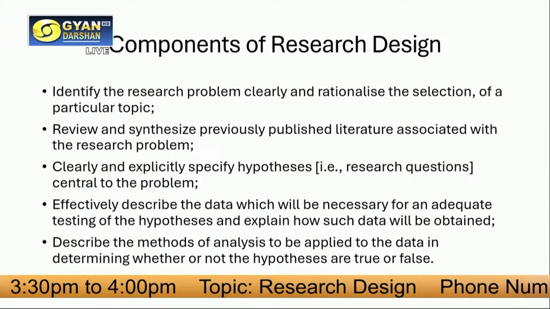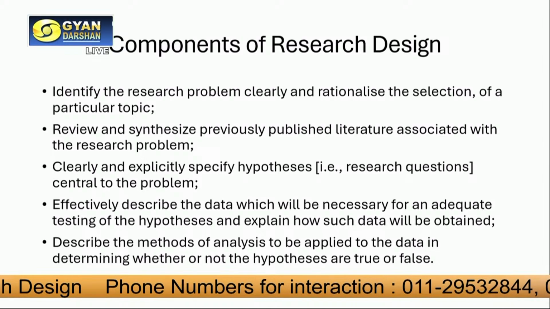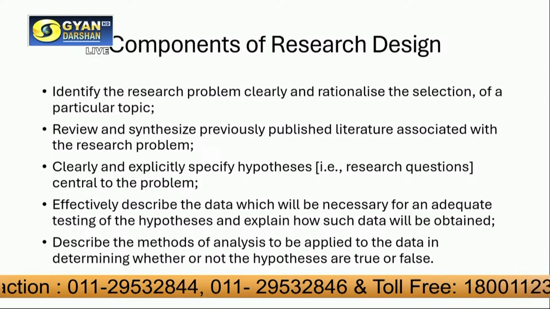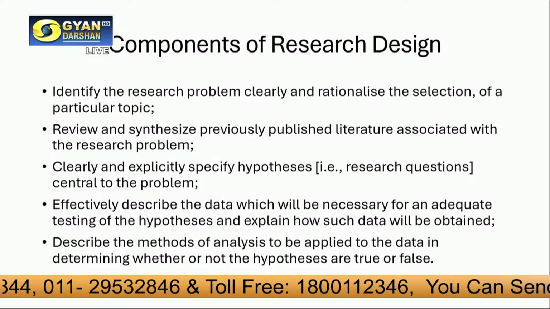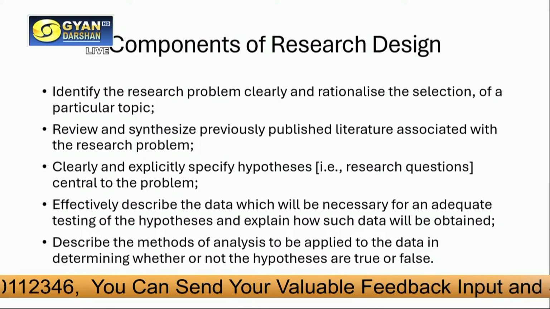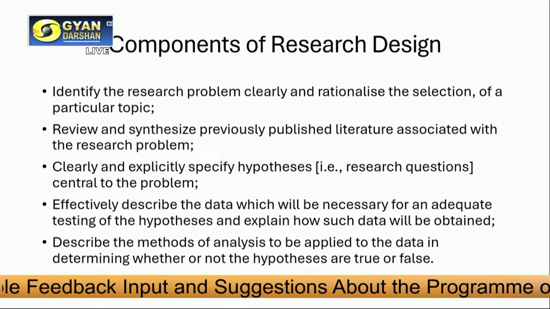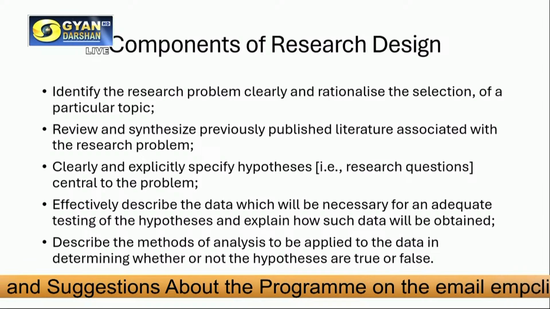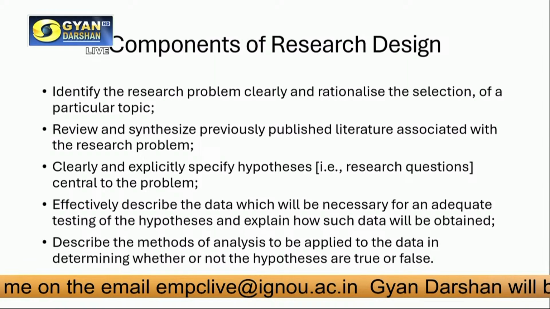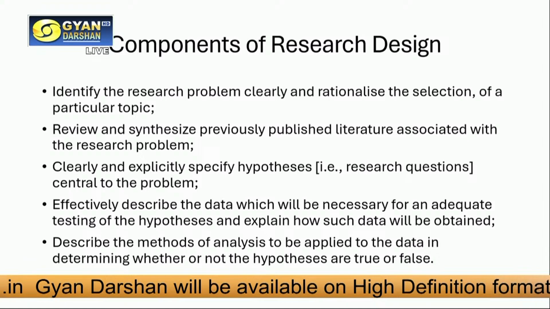Effectively describe the data which will be necessary for an adequate testing of the hypothesis, and explain how such data can be obtained from the field. Can this data be primary data, or can it be a secondary base of data? If it is a primary base of data, then is the research going to be a qualitative research or quantitative research or mixed methodology we are going to use, or an empirical base of research? And if it is a secondary source of data, then is it based on certain text? Then how do we do selection of certain text for our research? So on and so forth.